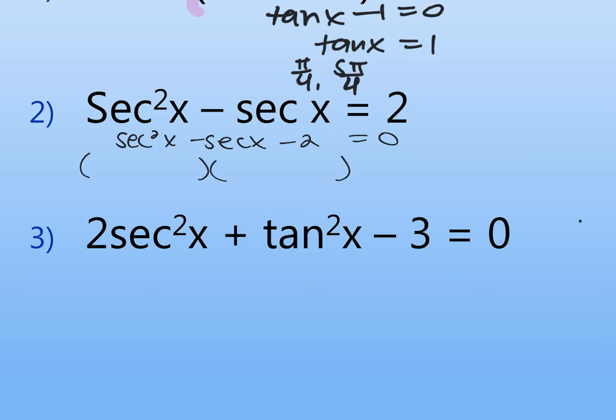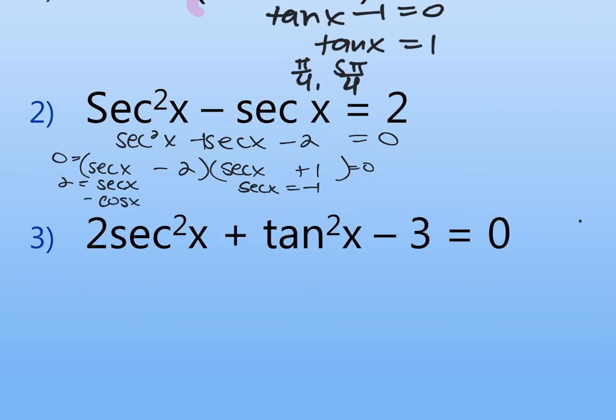You can sub in that a if you want the a squared in the a, or you could just work with what's there. So secant x and secant x. And then the factors of negative 2 that would sum to a negative 1 would be negative 2, positive 1. Split and solve these, and I get secant of x equals 2 and secant of x equals negative 1. Secant's not on my unit circle, but cosine is, so we flip both of these.